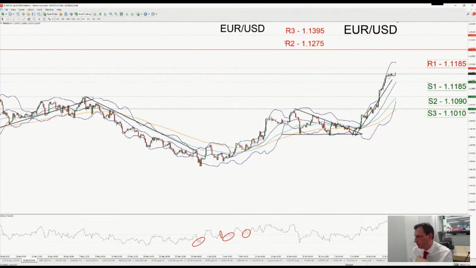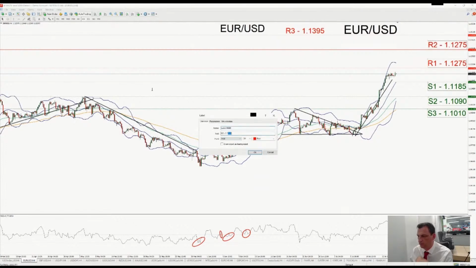The R1 at 1.1275. The R2 at 1.1395. And the R3 at 1.1490.